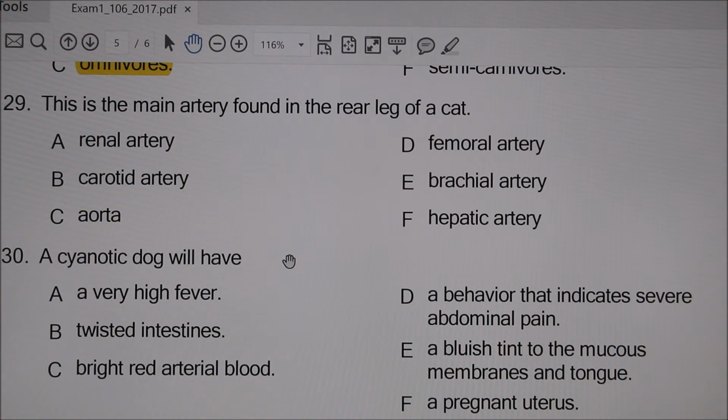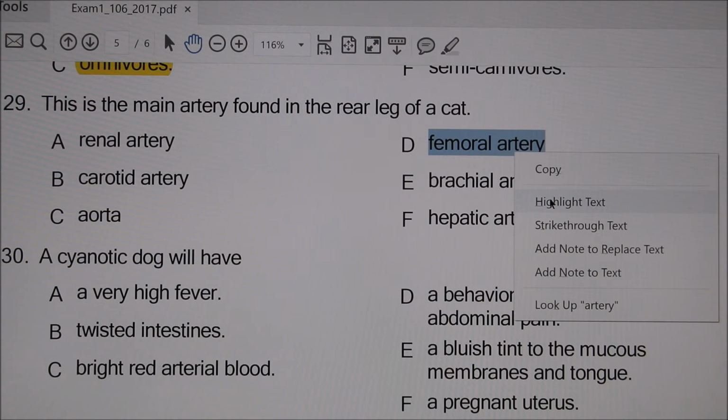This was a video, main artery found in the rear leg of the cat by the femur, which is, I guess you'd say, the thigh bone. So the femoral artery is the largest artery found in the rear leg of any animal.